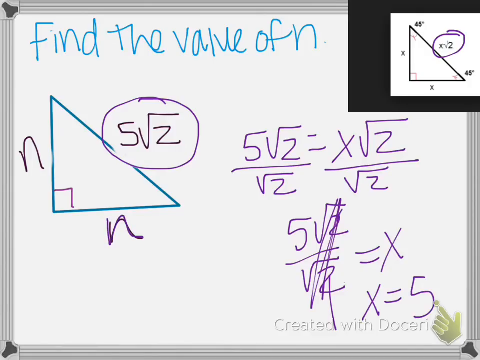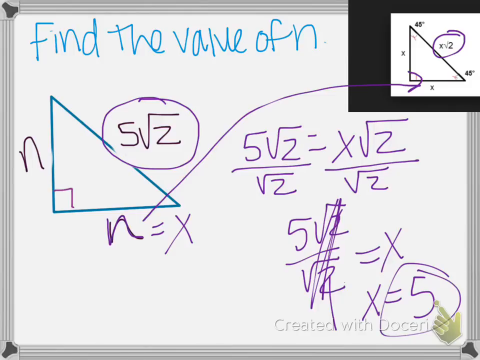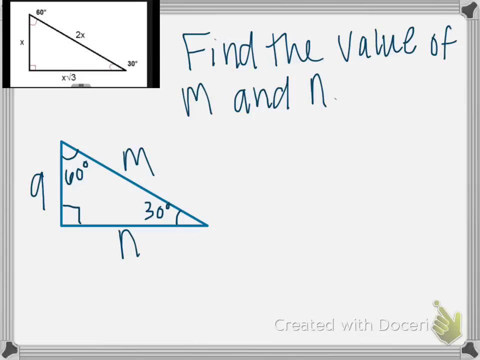Now we have to figure out what n equals. So if we line it up with this picture, we have n equals x. Well, we already know what x is, so we just plug it in and we get n equals 5. Now we're going to use the properties of a 30-60-90 triangle.